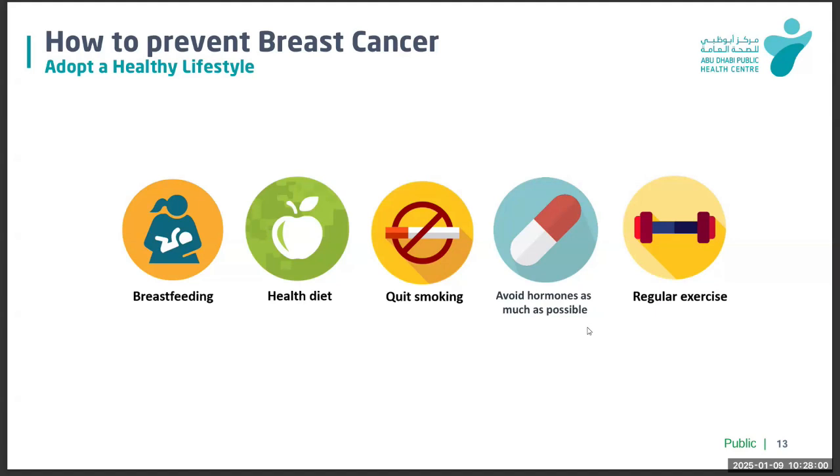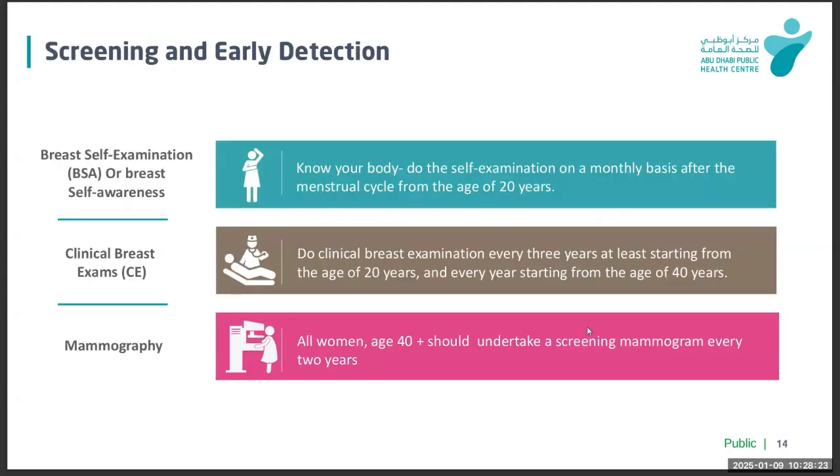If it is necessary to use hormones, like in hormone replacement therapy in females of menopausal age, like in their 50s or 60s, that should be under supervision, first of all. Second, they should get their breast screening done annually or biannually at least. Regular exercise is also very important.